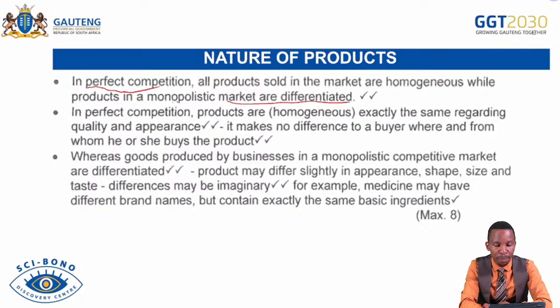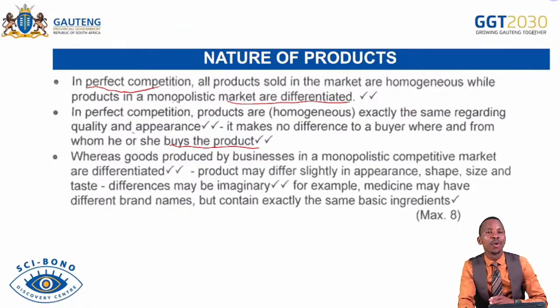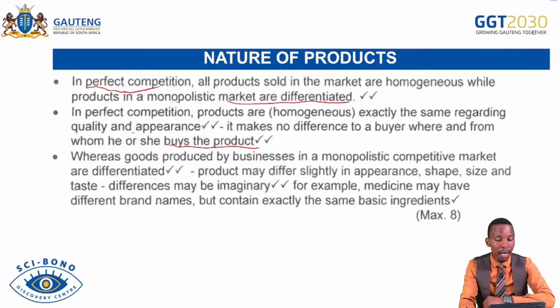In perfect competition, products are homogeneous, exactly the same regarding quality and appearance. It makes no difference to the buyer where and from whom he or she buys the product, because these goods are similar. So there is no need to plan from whom I'm going to buy the product, because these goods are the same from all suppliers or competitors.